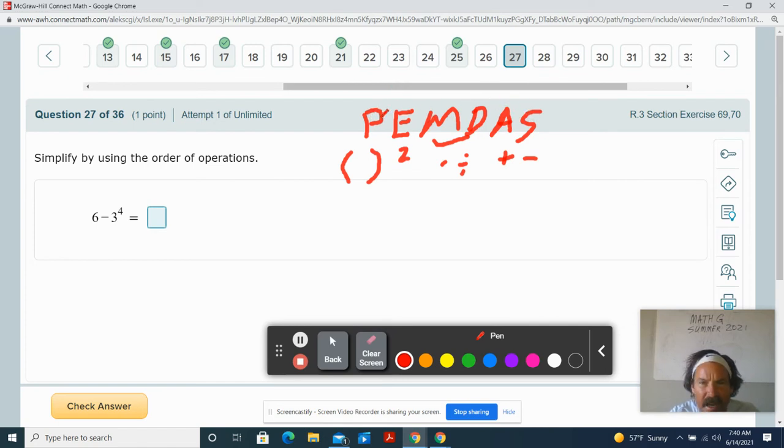But I don't like this because it looks like the M and the D are always that way. When you get to multiplication and division, they have to be done from left to right. And so are addition and subtraction. They should be done from left to right. So I like to think about PEMDAS as just doing 4 things.